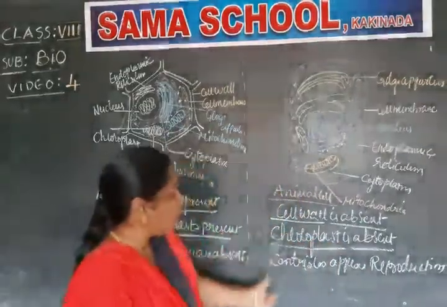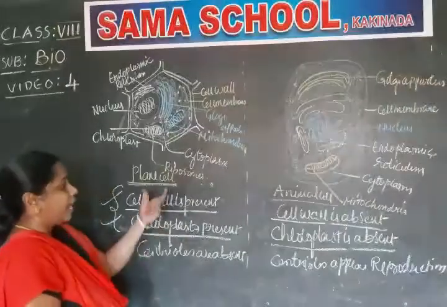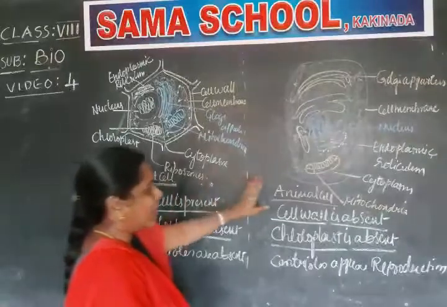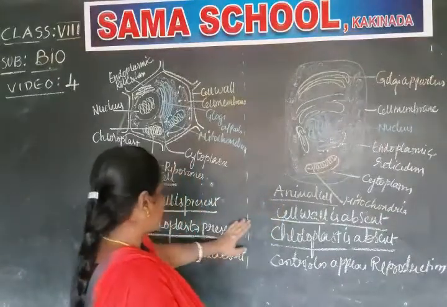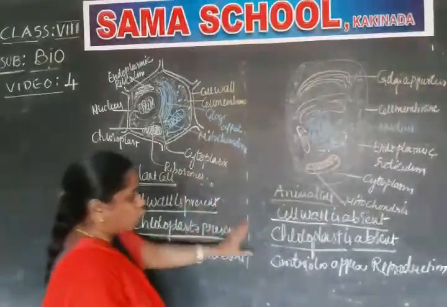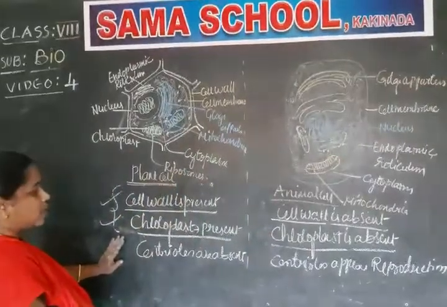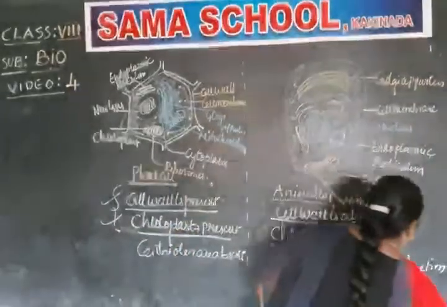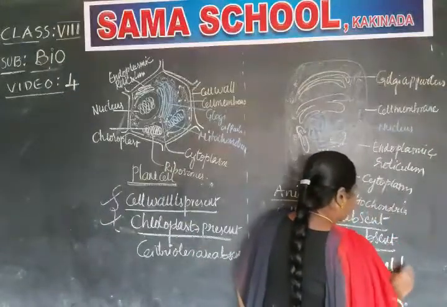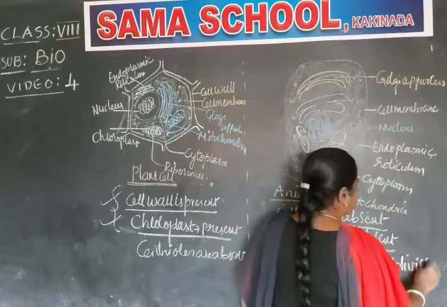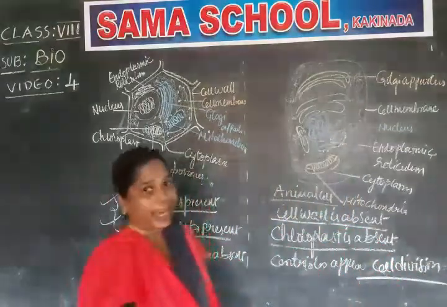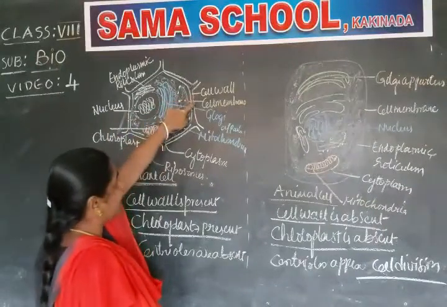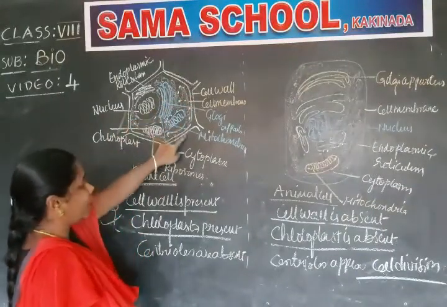Then, what are the major differences between a plant cell and an animal cell? In a plant cell the cell wall is present, in an animal cell the cell wall is absent. Here chloroplast is present, chloroplast is absent. Here centrioles are absent. Centrioles occur when cell division takes place, and they are mainly used for cell division. It is extra information. And you see the organelles: cell wall, cell membrane, nucleus, mitochondria.